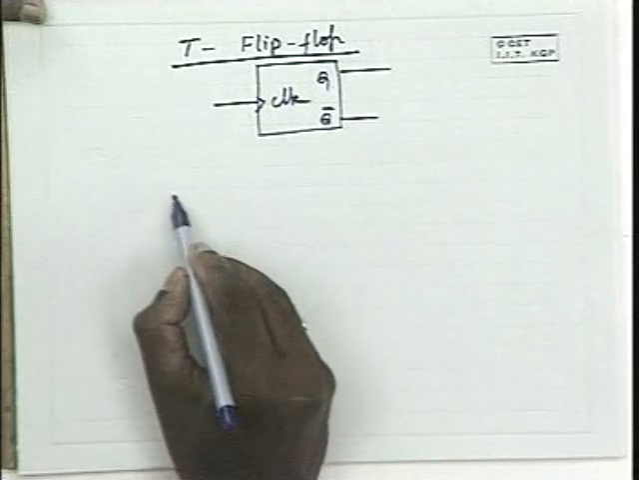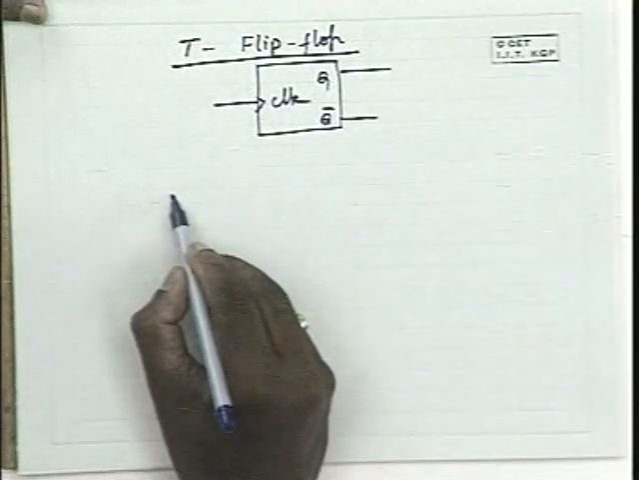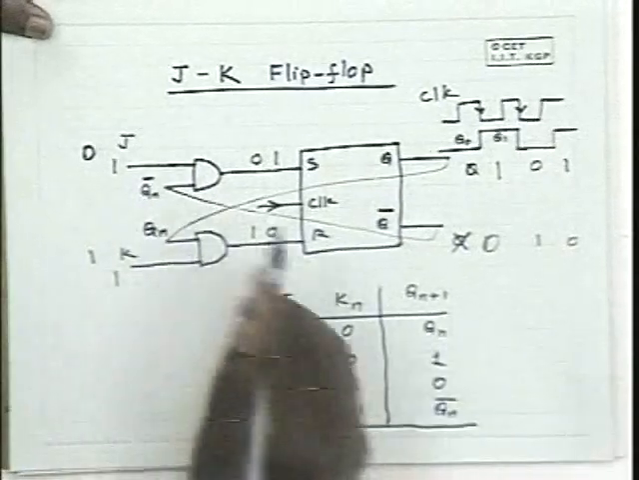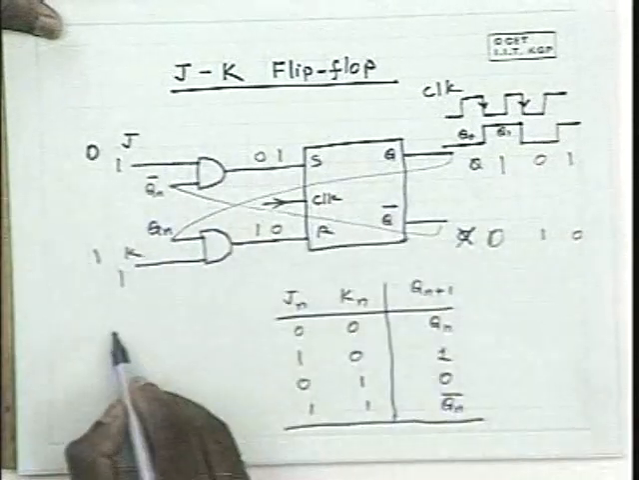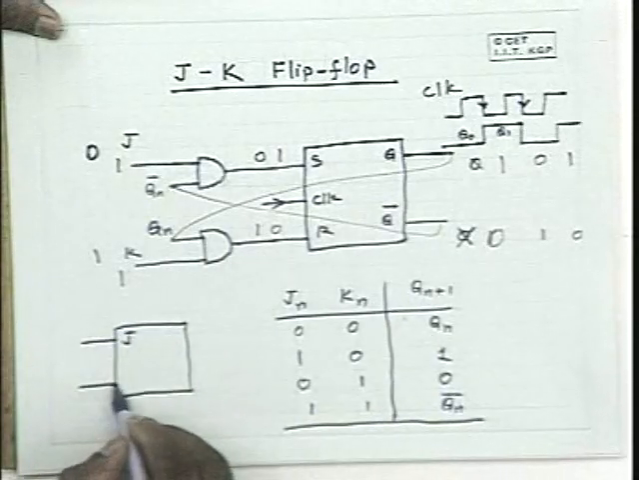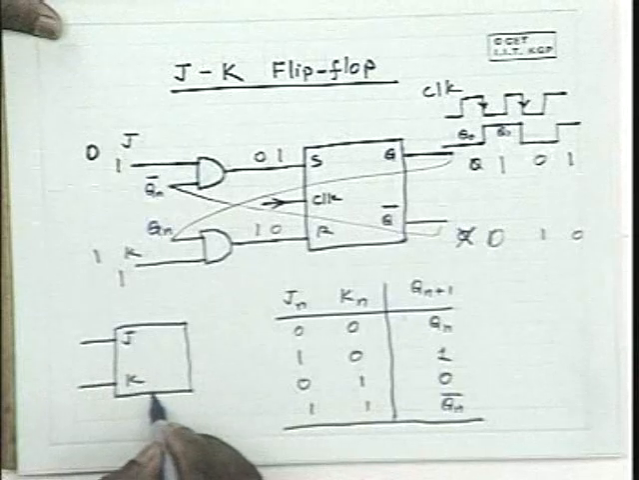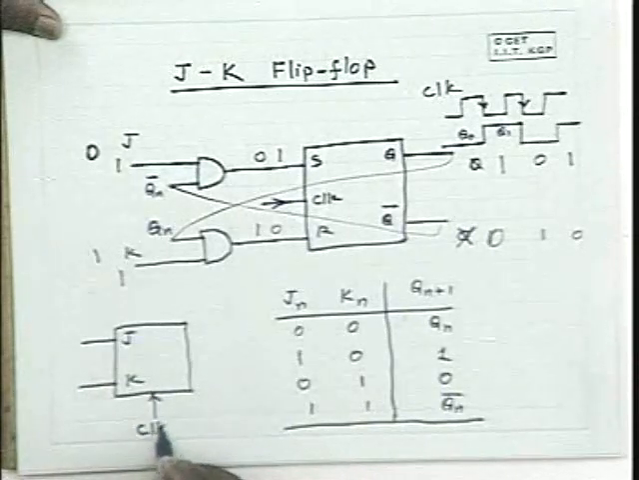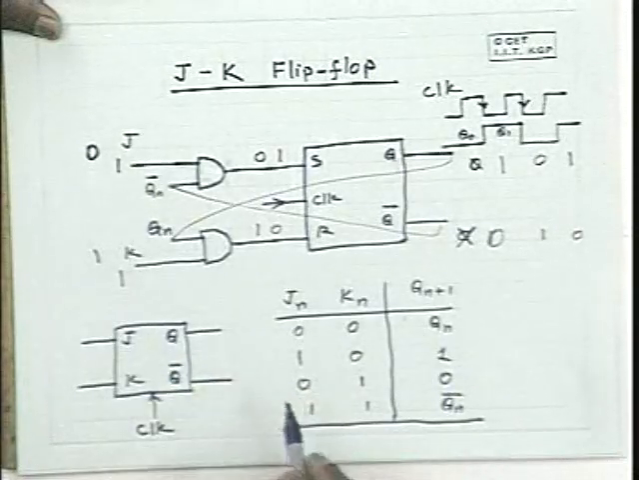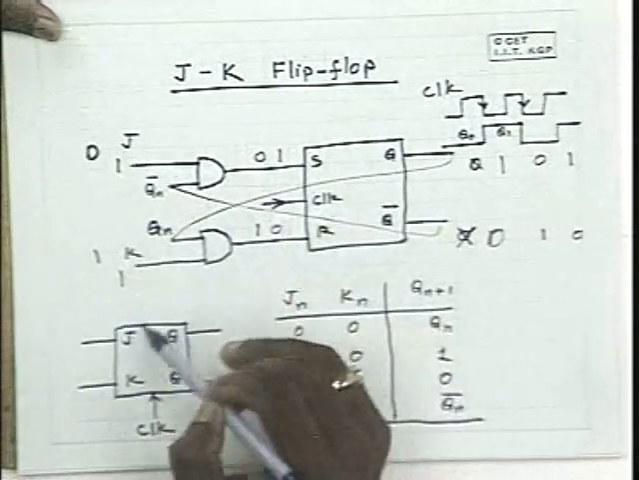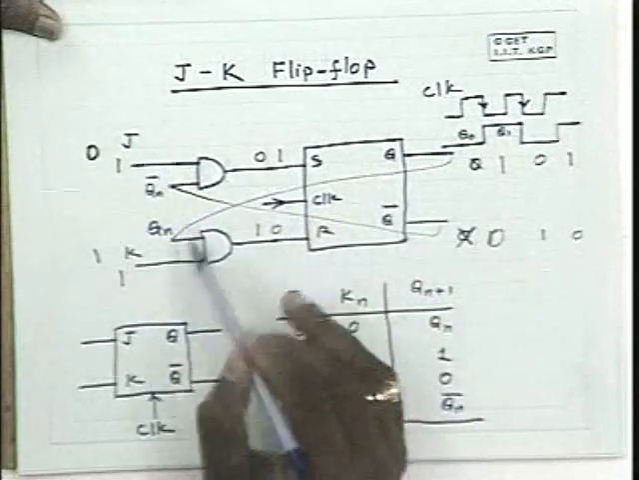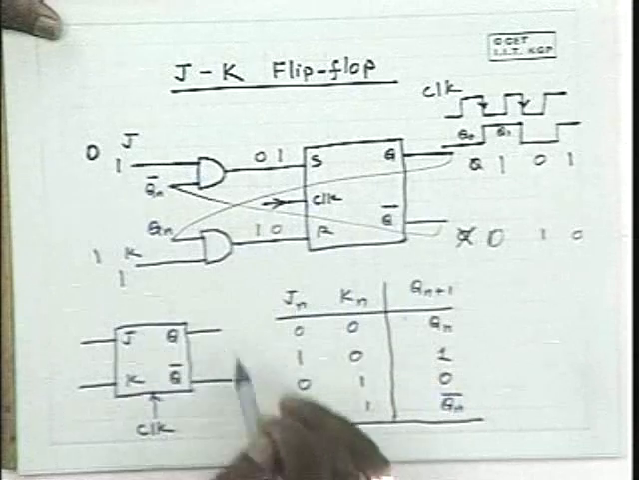With JK flip-flops, we can have another interesting flip-flop. Please note that this is the symbol used for the JK flip-flop. It has a J input, it has a K input, and it uses a clock input, and it has a Q and its complementary state as the output. This is the symbol for JK flip-flop. A JK flip-flop is equal to a clocked SR flip-flop with this control. This whole thing can be connected in this fashion.